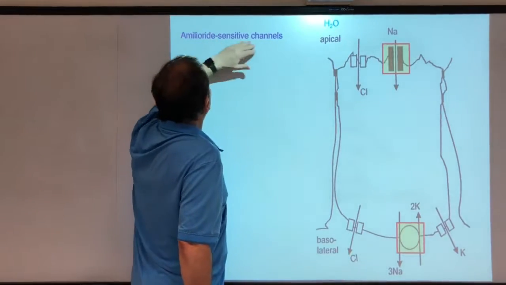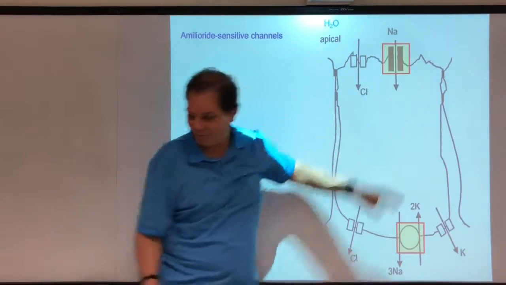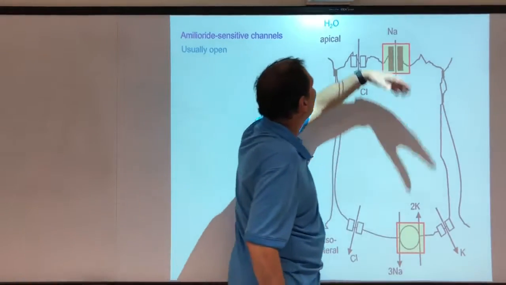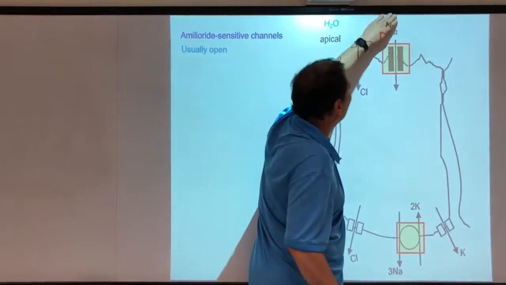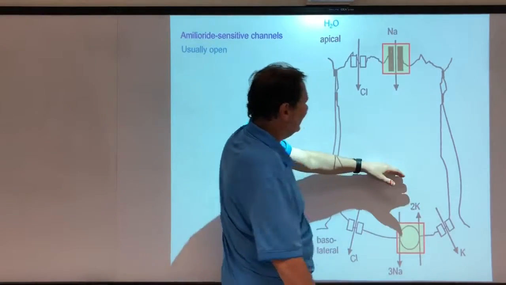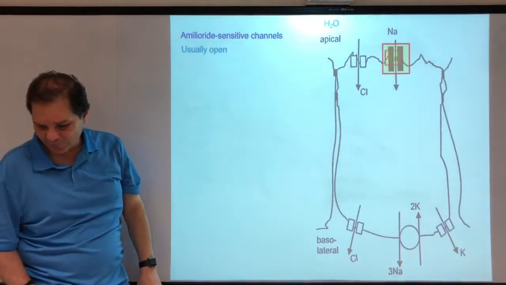This is an amiloride-sensitive sodium channel. It is usually open, okay? And so when I have low sodium here and I have sodium here in the lumen, sodium will go down its concentration gradient from the luminal side into the cell, just like so, okay? Sodium moves in.